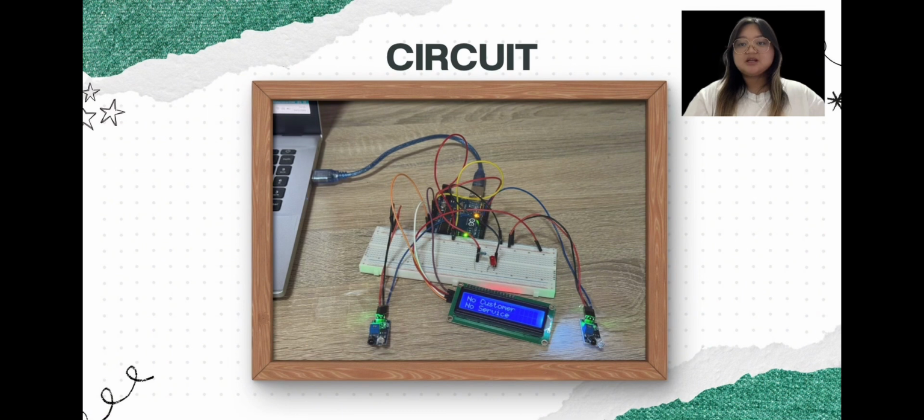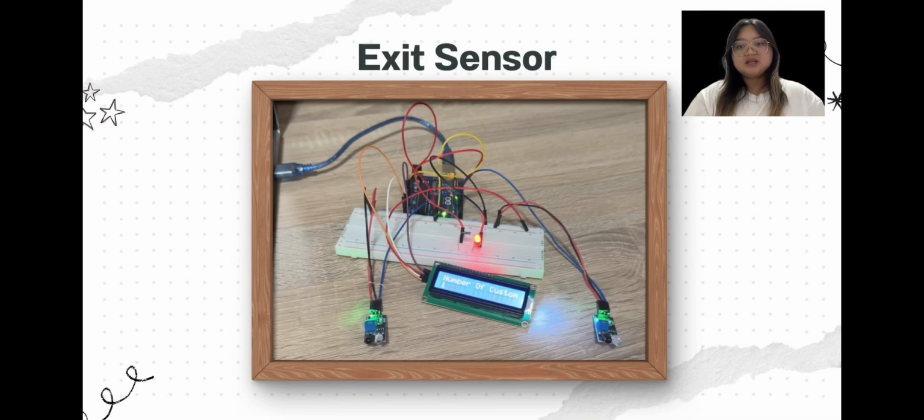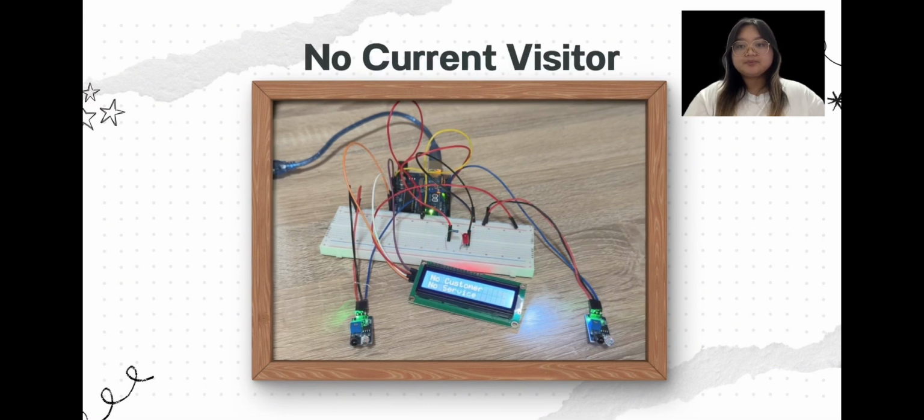The system is designed to count the number of people entering and leaving a room. It uses two IR sensors, one at the entrance and one at the exit. When someone enters, the system increases the count, and when someone exits, it decreases the count. When the system first starts, the count is 0. That means the room is empty. At this point, the LCD screen displays no customer on the first line and no service on the second line. The LED light remains off.